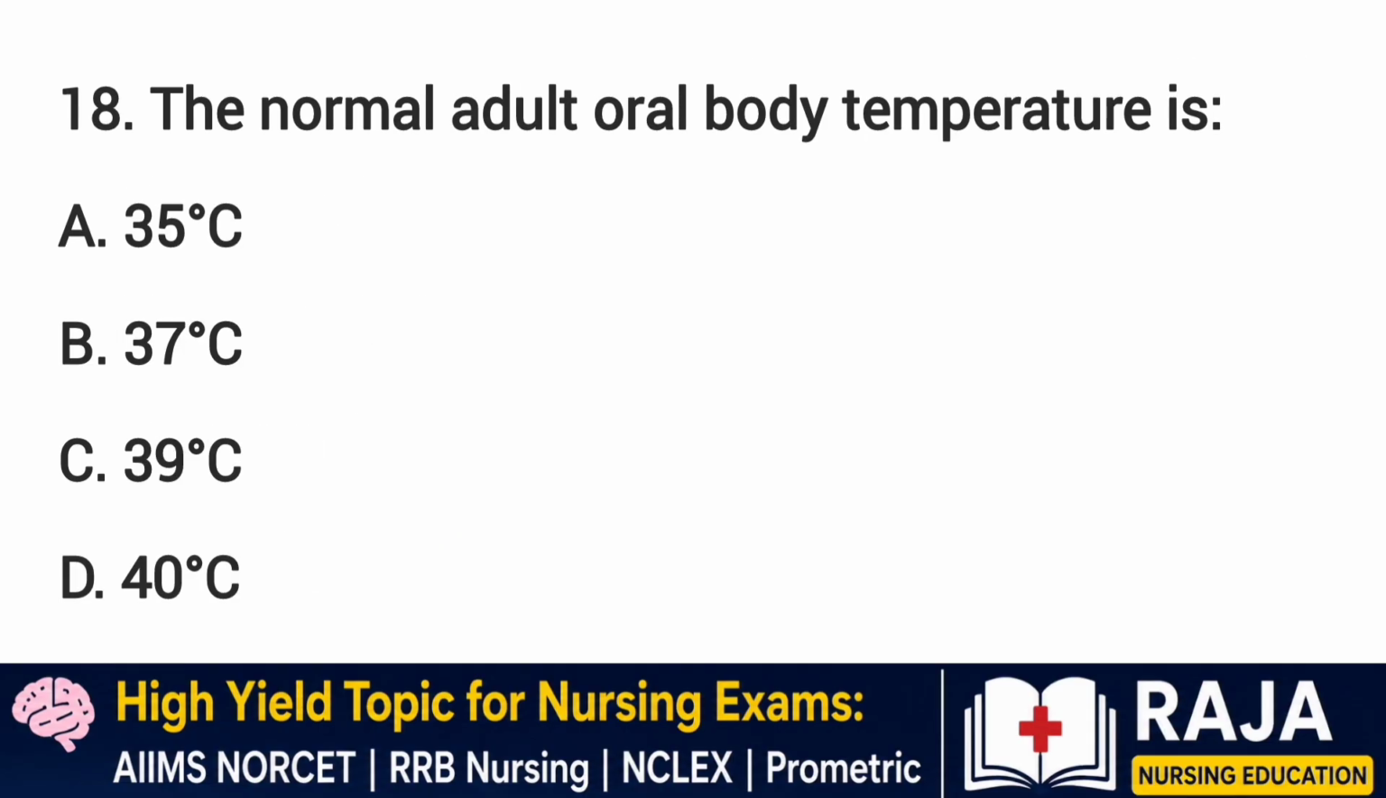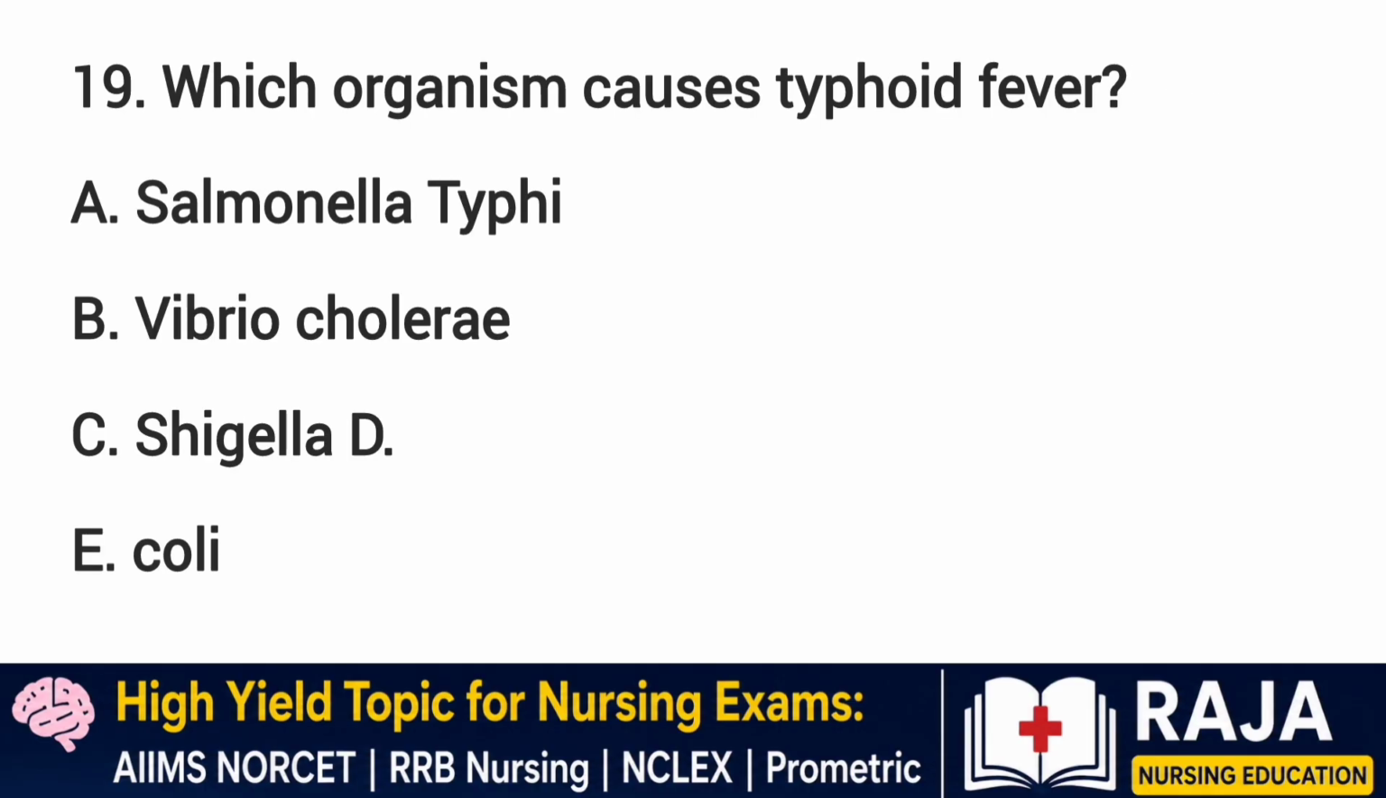The normal adult oral body temperature is? The answer is B, 37 degrees Celsius. Which organism causes typhoid fever? Answer is A, Salmonella typhi is the organism that causes typhoid fever.